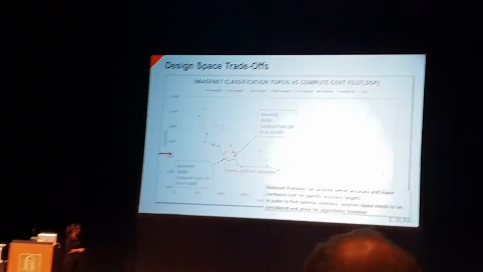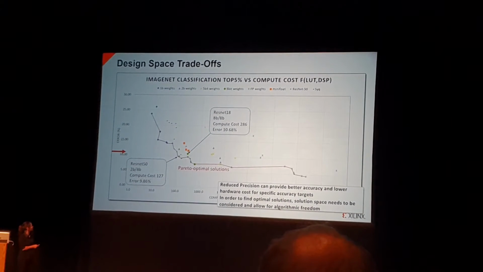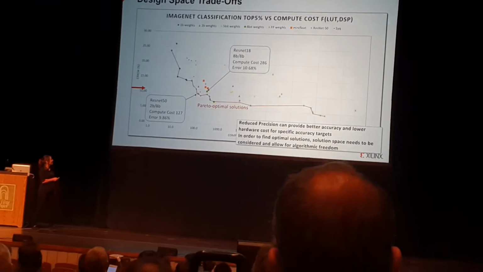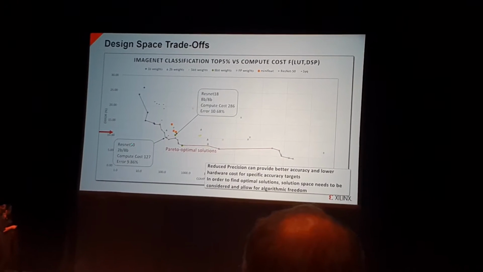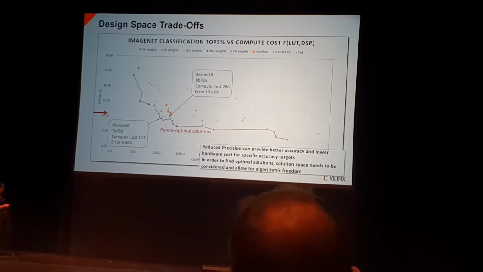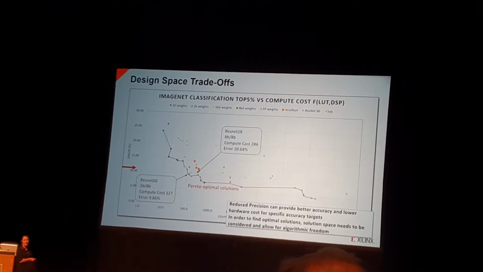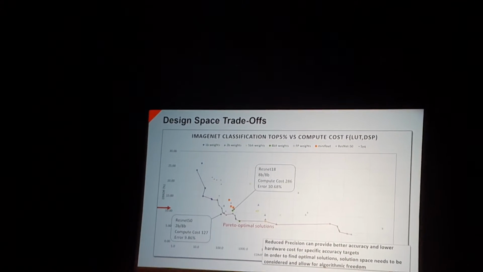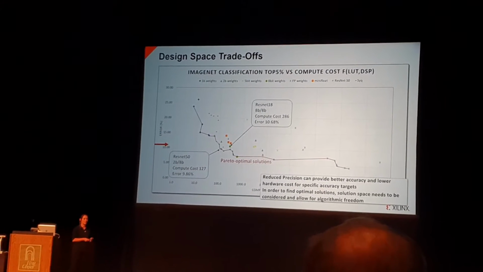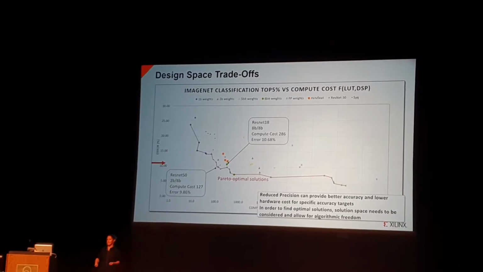And then I look at my networks. I might have a ResNet, okay, let's say it's 11%. So ResNet 18, 8-bit, has a compute cost of 286. Now ResNet 50, so a larger network, but with reduced precision of 2-bit and 8-bit, has less than half the compute cost, and it's better in terms of accuracy. So there are compromises that you can exploit when you actually look at the full design space.